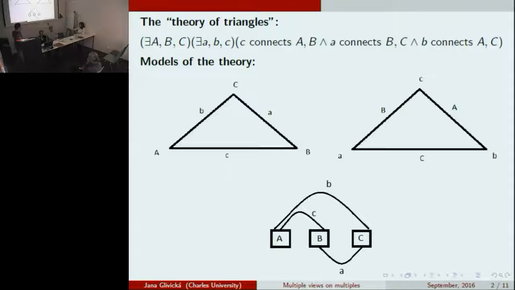So there's one more example of a triangle. It doesn't look like a triangle at all, right? But it is a triangle because I have 6 objects. This A, B, and C, and this small a, b, and c, and this small c connects A and B, right? Just exactly what I demand for it to be a triangle. So in a sense, this is a triangle, or rather, it can be thought of as a model of the theory of triangles. Okay?